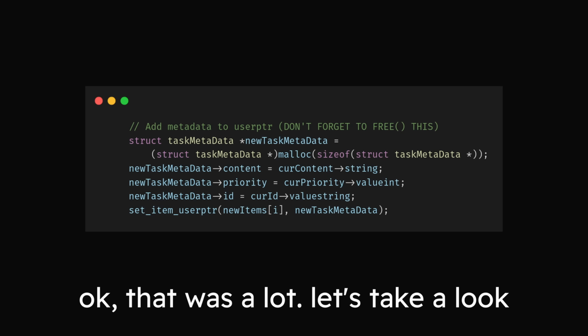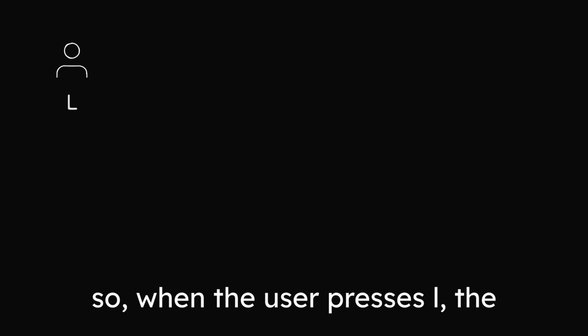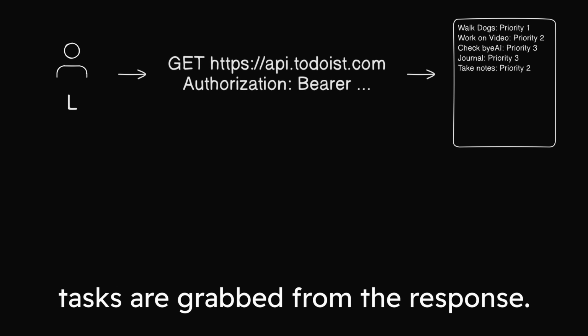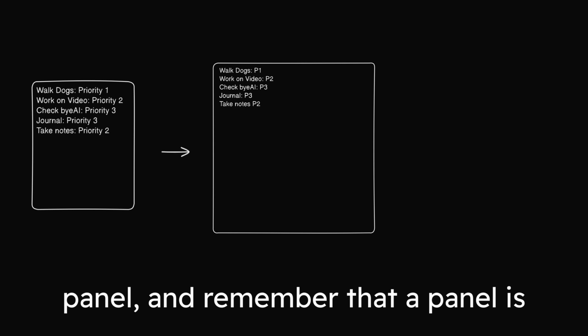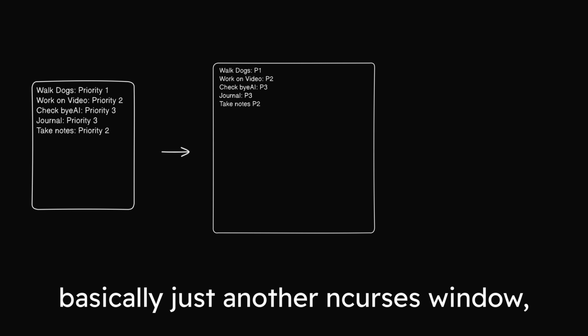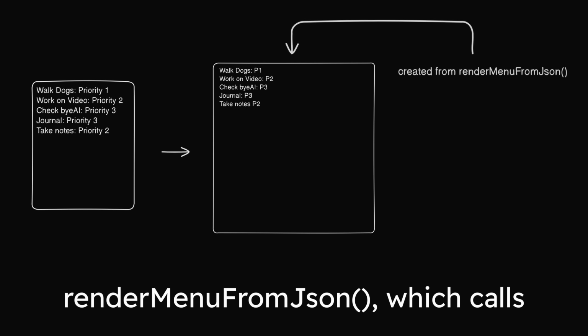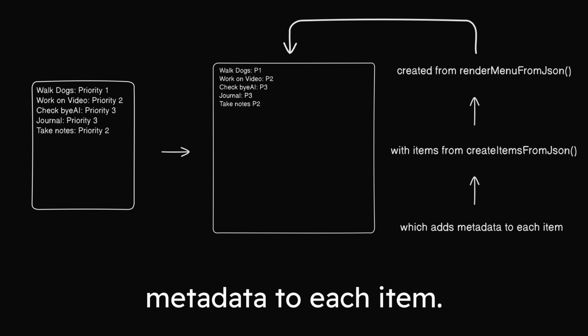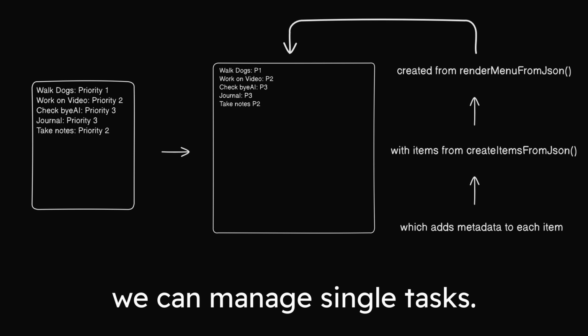Okay, that was a lot. Let's take a look at some visuals of how this works. So, when the user presses L, the Todoist API is called, and relevant tasks are grabbed from the response. These tasks are then rendered in a panel, which is basically just another Ncurses window, and rendered into a menu with render menu from JSON, which calls createItems from JSON, which adds metadata to each item. And finally, we're at the point where we can manage single tasks.